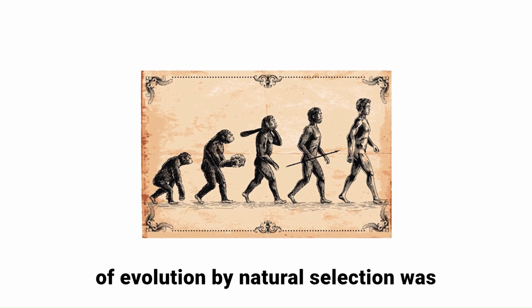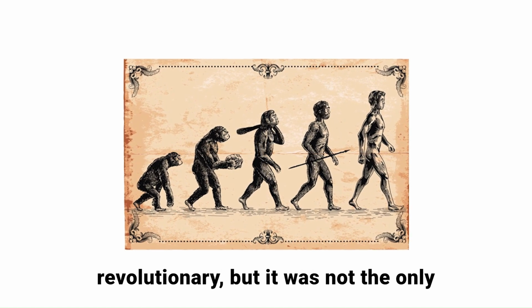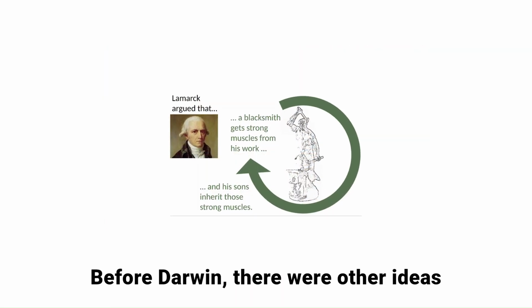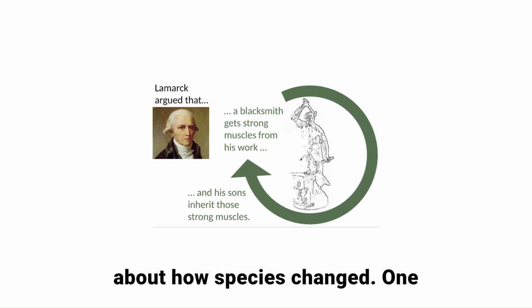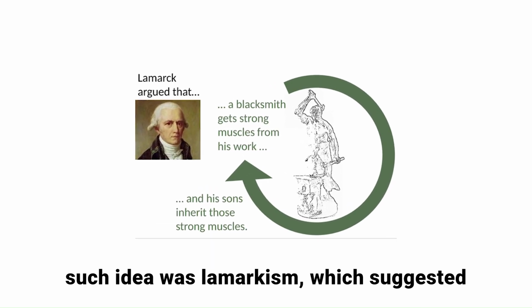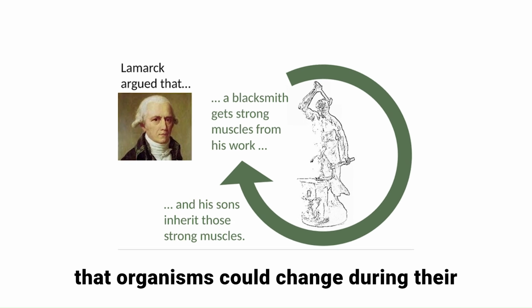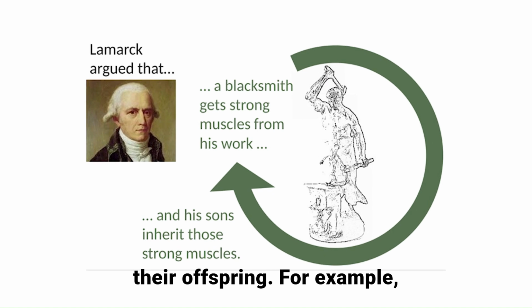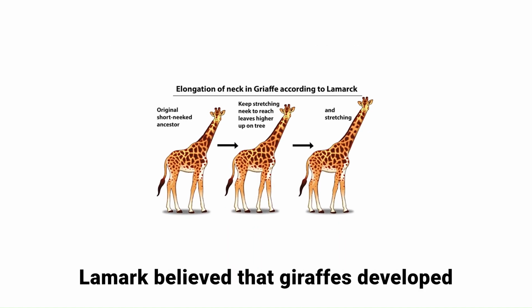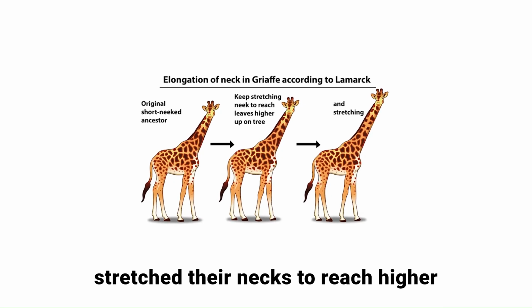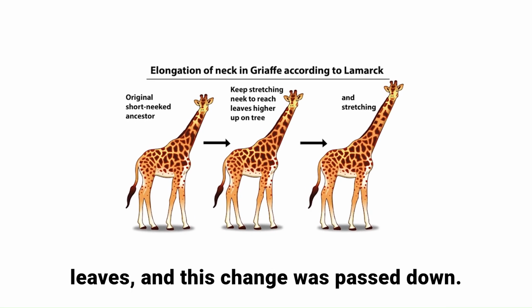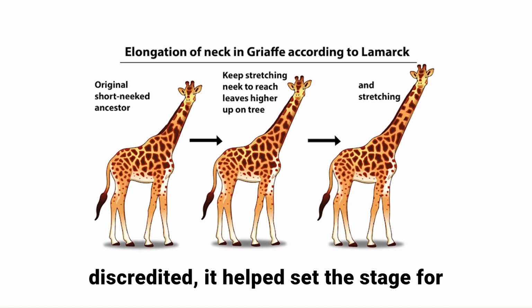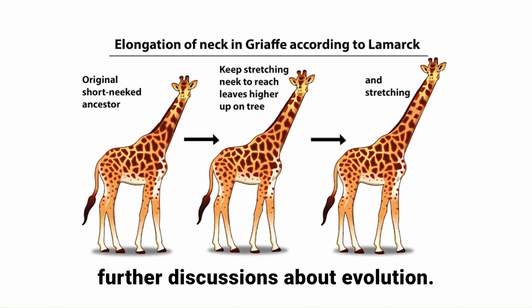Darwin's idea of evolution by natural selection was revolutionary, but it wasn't the only theory proposed at the time. Before Darwin, there were other ideas about how species changed. One such idea was Lamarckism, which suggested that organisms could change during their lifetime and pass on those changes to their offspring. For example, Lamarck believed that giraffes developed long necks because their ancestors stretched their necks to reach higher leaves, and this change was passed down. While Lamarck's theory has been largely discredited, it helped set the stage for further discussions about evolution.